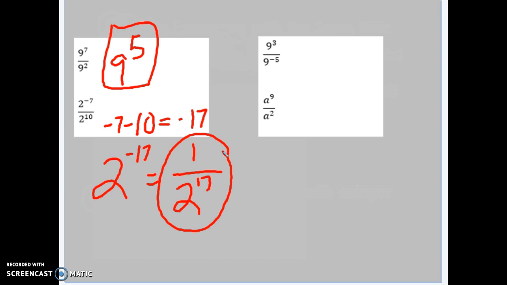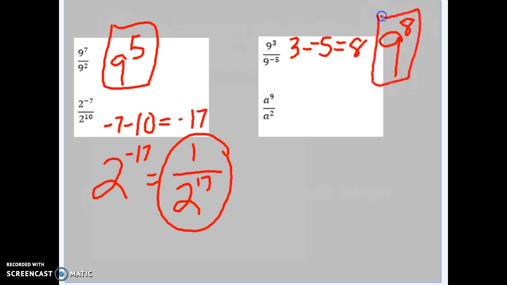Our next example, 9 to the 3rd power divided by 9 to the negative 5th power. Well, we're going to do 3 minus negative 5. Minus a negative is really adding, so 3 minus a negative 5 is 8. Therefore, my answer is 9 to the 8th power.